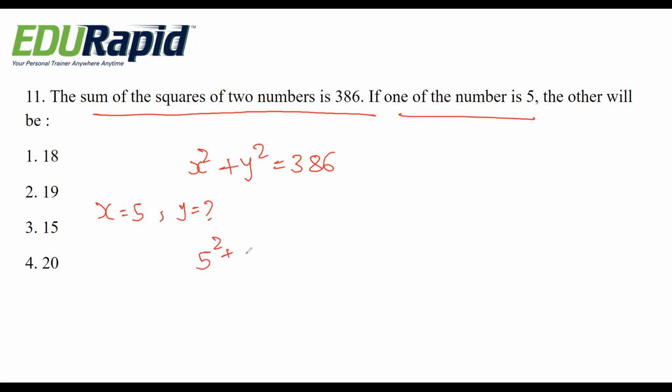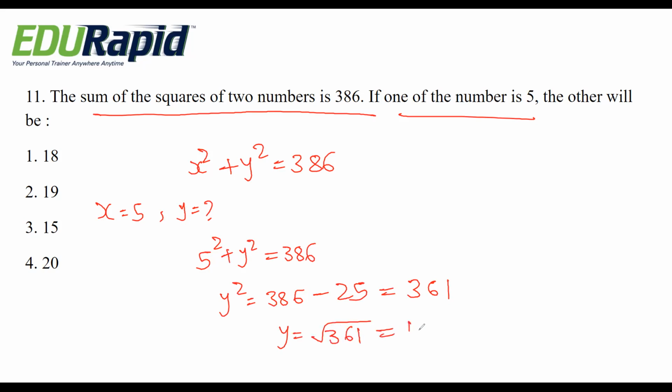So 5 squared plus y squared equals 386. Y squared is equal to 386 minus 5 squared, which is 25. You will get 386 minus 25, which is 361. So square root of 361 is what? 19. So the other number is 19. That is option 2. These are very simple problems. Just practice, that's all. Option 2, 19, is the right answer.